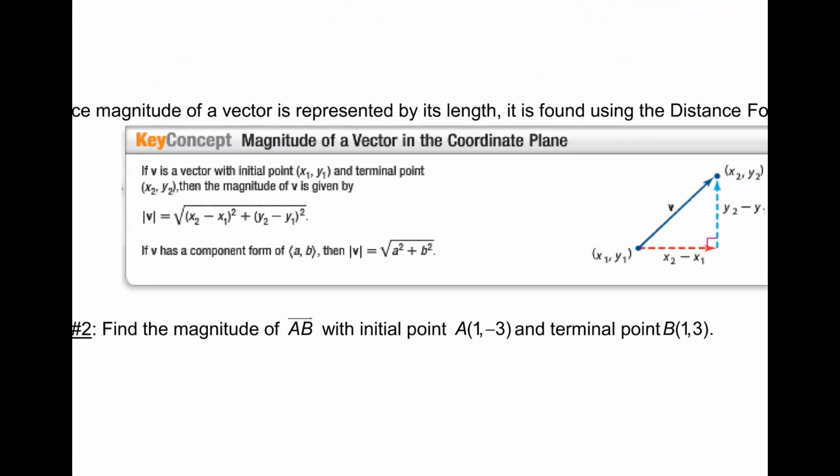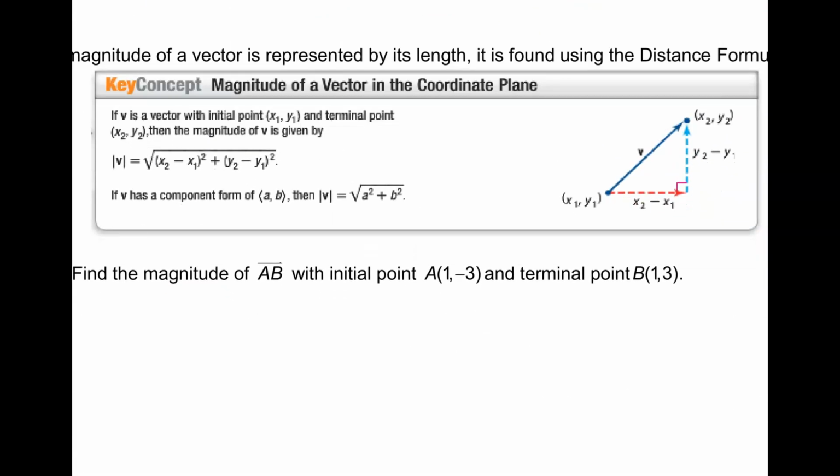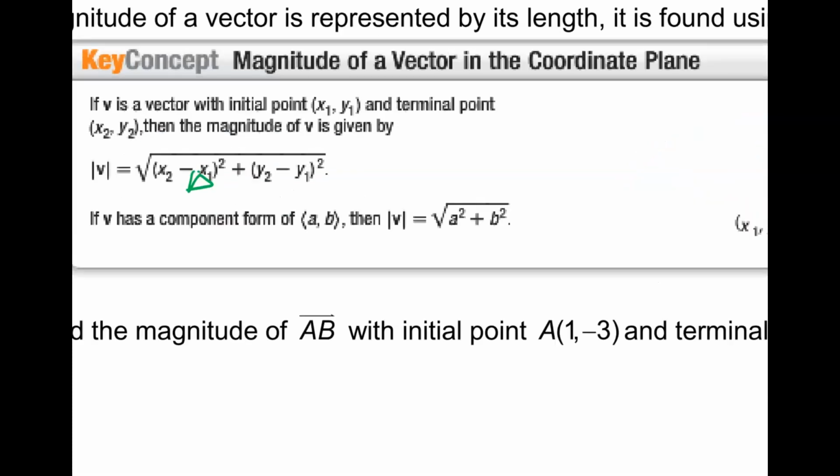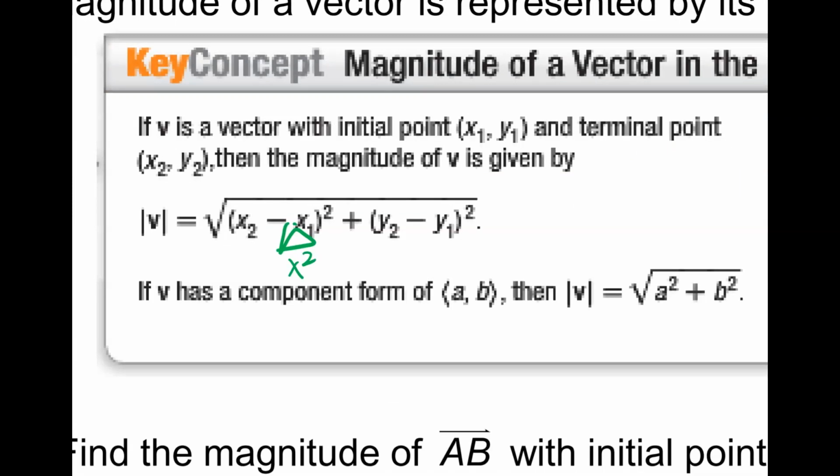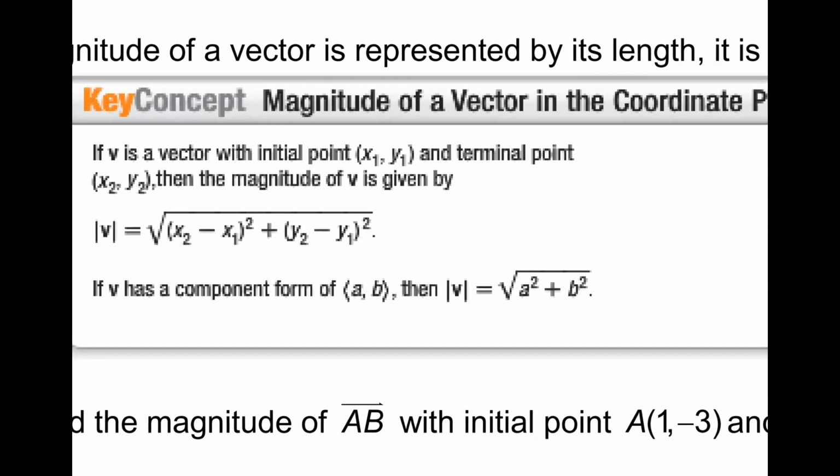Since magnitude of a vector is represented by its length, it's found using the distance formula, aka the Pythagorean theorem, right, where you use the square root. This is your x squared, this is your y squared. This is your x squared right here, because it's your change in x, and then squared. This is how long your y is, and then the square root finds the magnitude. It finds the length of your vector. It doesn't tell you direction though. Literally, it's x squared plus y squared equals the resultant squared. So in order to solve for the resultant, you take the square root of x squared plus y squared.